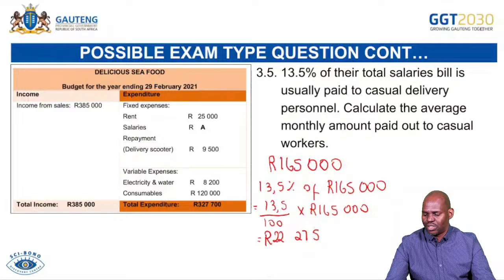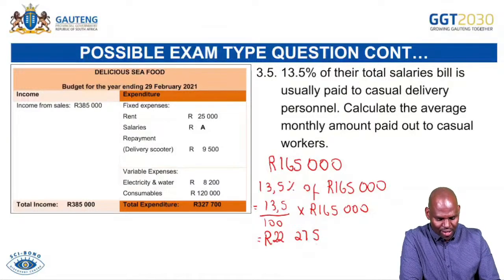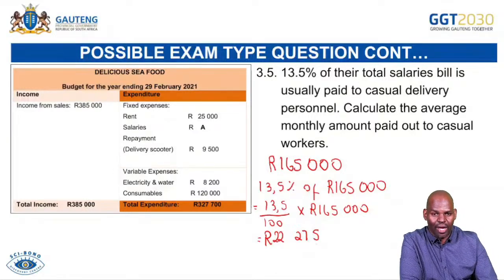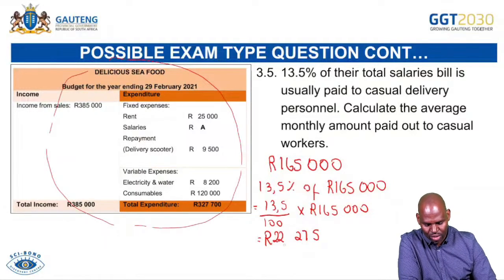Okay, so it's 13.5 over 100, and then multiply by 165,000. I'm just confirming it's indeed 22,275. But remember, here is the budget for a year. The budget that is indicated here, everything is for a year. Budget for the year ending 29th February 2021. So it simply means this is also for a year, right?